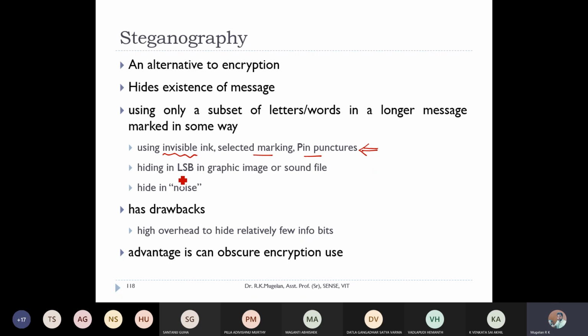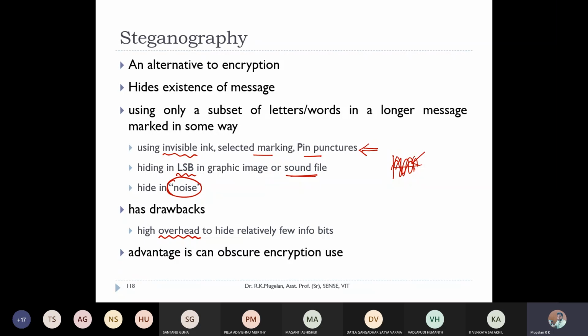Then using a graphic image, you'll be using the least significant bit of a graphic message or in a sound file. Sometimes even noise signals can also be used to transmit a message. If you have noise here, noise means you'll have multiple signals placed together. So in this, I'll be using one particular frequency to hide my particular message here. The major drawback of steganography is the high overhead when compared to the data.